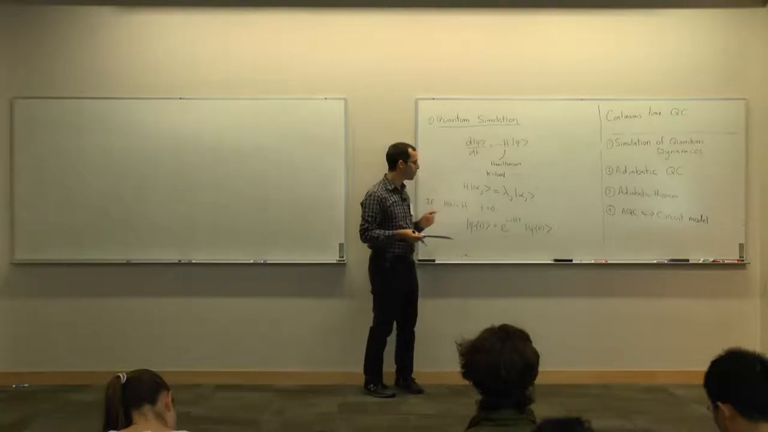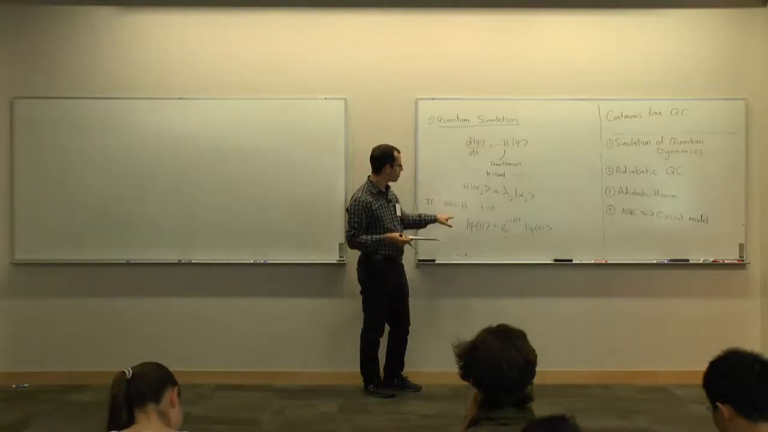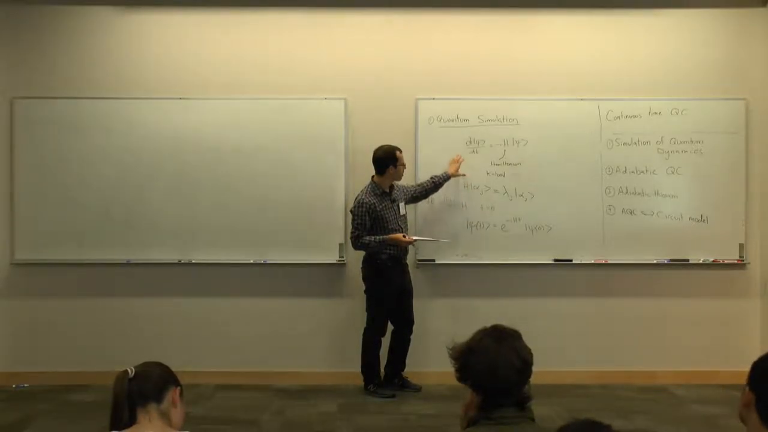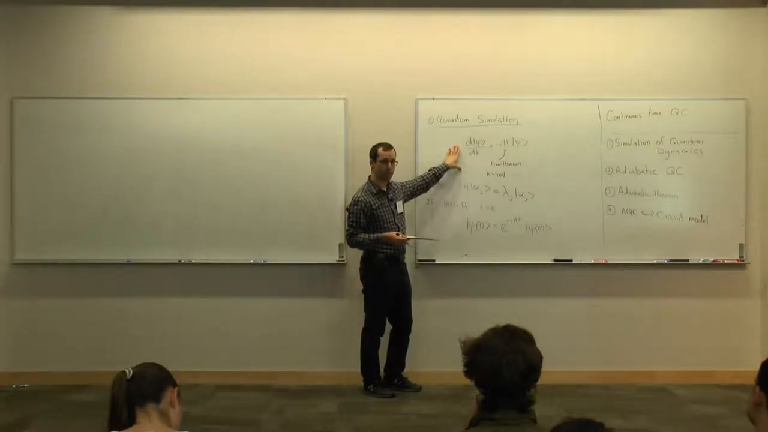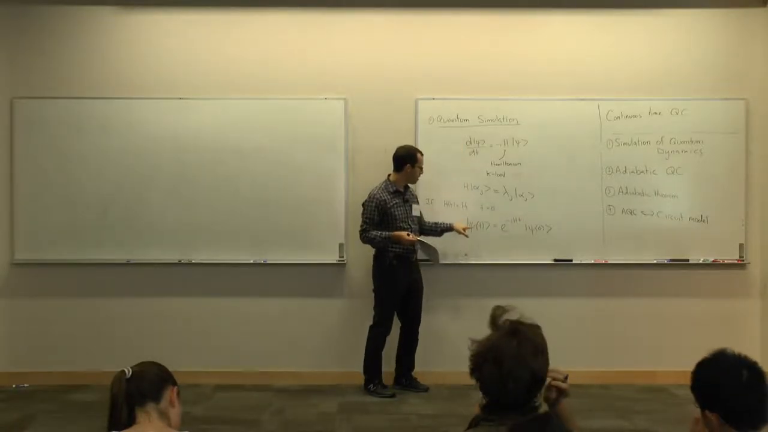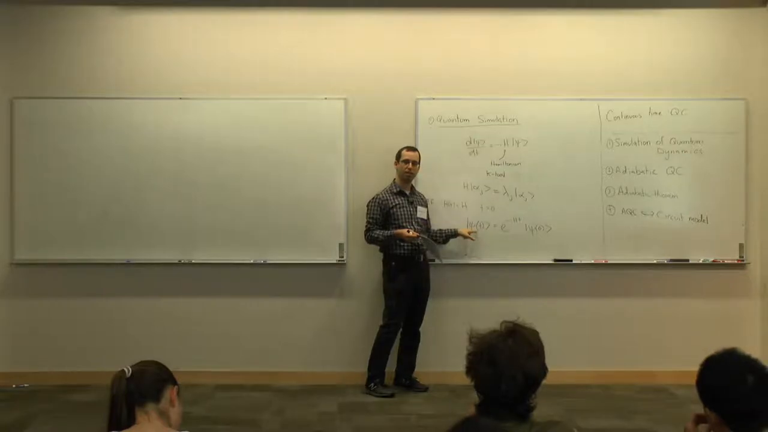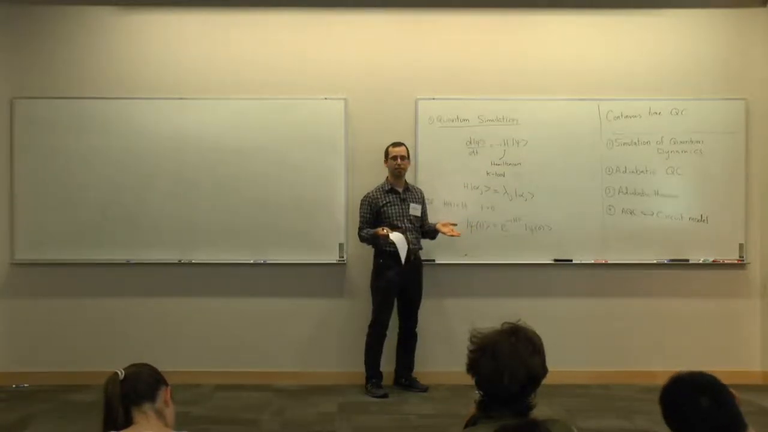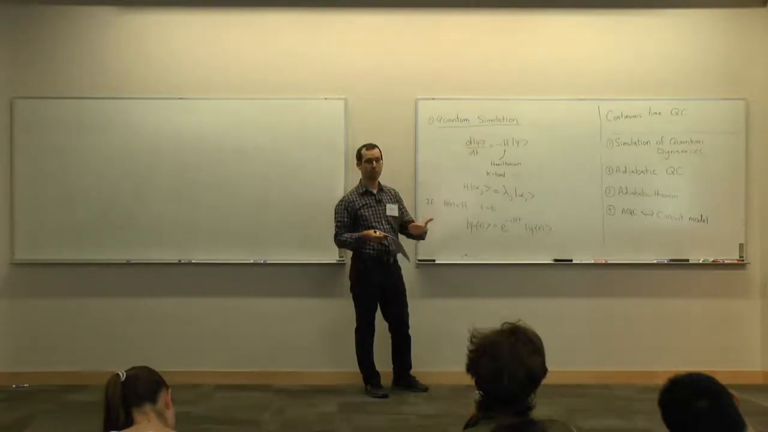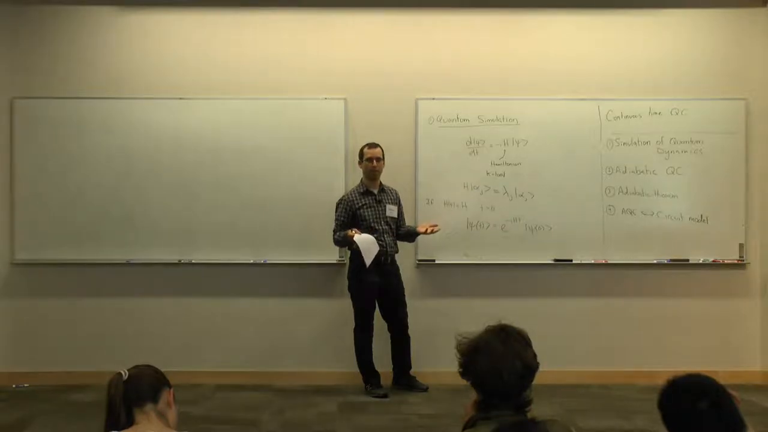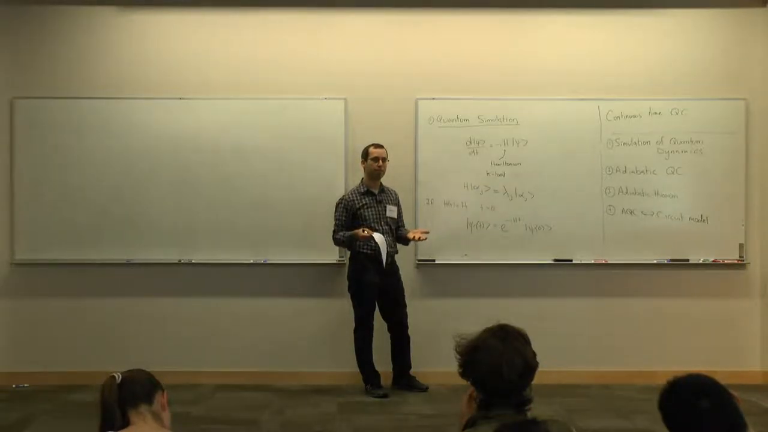Okay, so let's think about this for a second. If we're talking about a Hamiltonian on n qubits, then how big is this vector? Yes, it's 2 to the n. So it's somehow like the problem itself. If I ask you to actually produce the vector psi of t, then of course you have to use at least space 2 to the n.